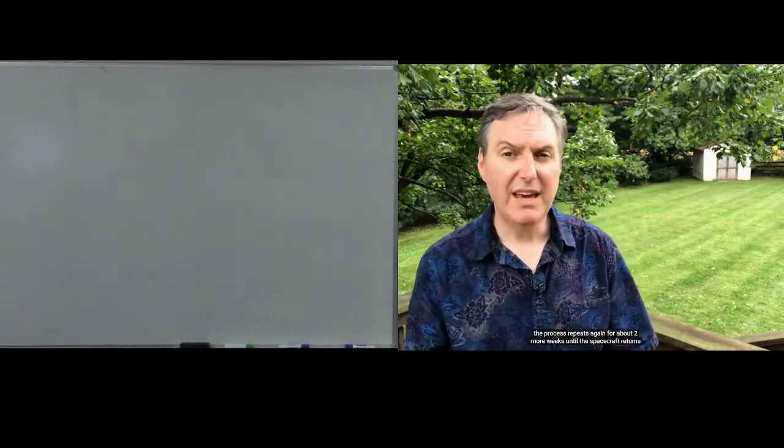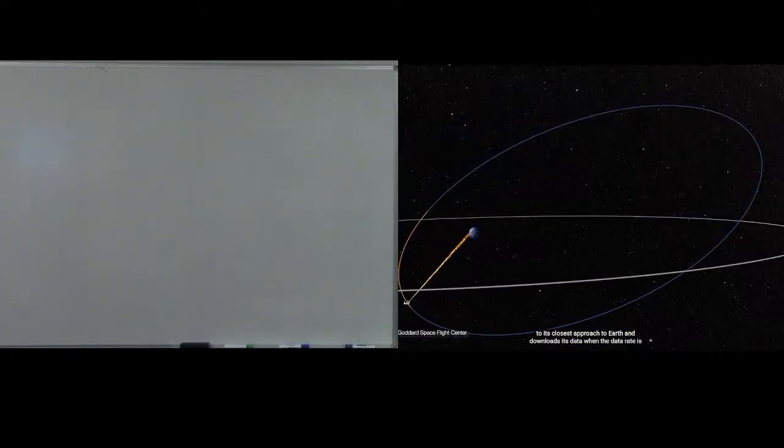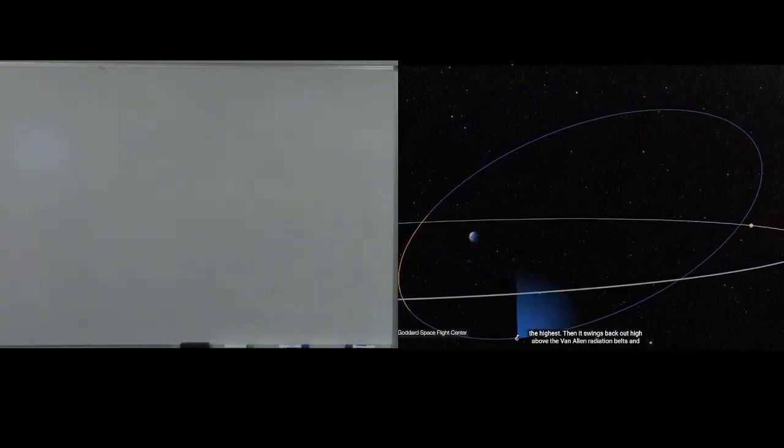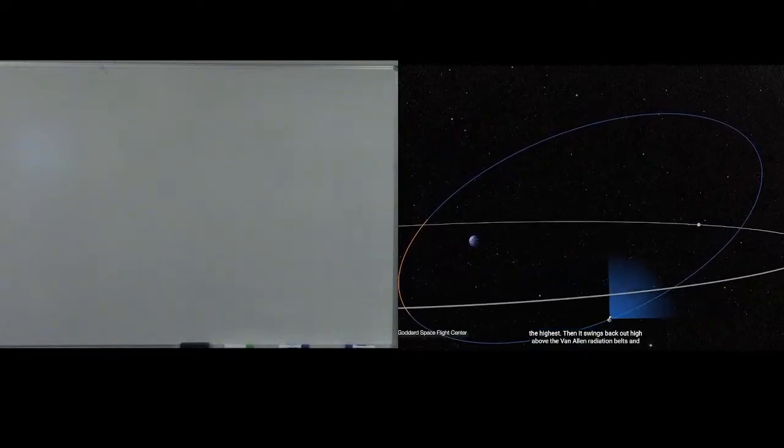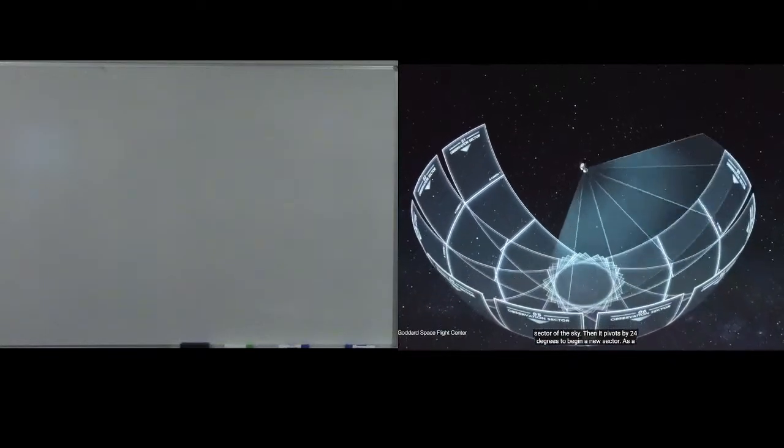Then the process repeats again for about 2 more weeks until the spacecraft returns to its closest approach to Earth and downloads its data when the data rate is the highest. Then it swings back out high above the Van Allen radiation belts and begins another 2 weeks of science. TESS spends about 27 days monitoring each sector of the sky. Then it pivots by 24 degrees to begin a new sector.